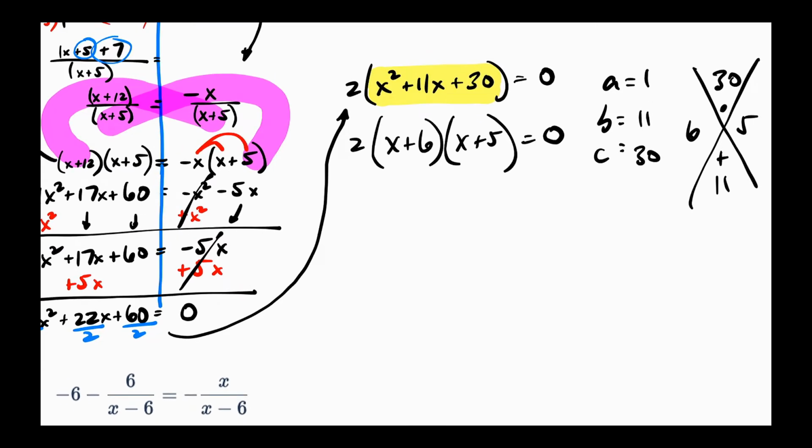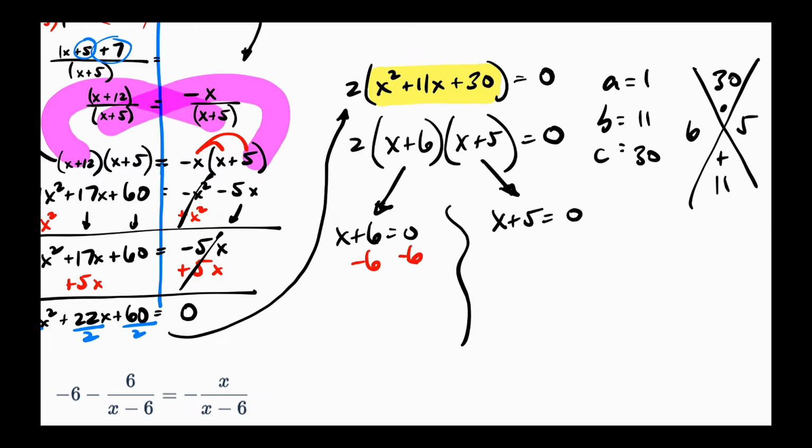Okay. Separate and solve. Last step. So I get 2 answers. They're both negative. One is negative 6, and one is negative 5.